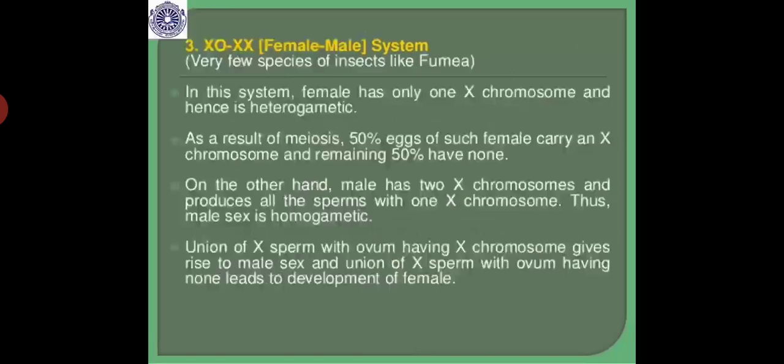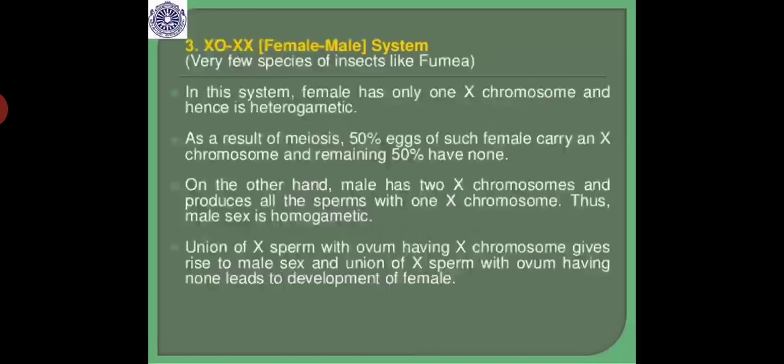And as a result of meiosis, 50% of the eggs of such female carry an X chromosome and remaining 50% carry none. That means they carry only autosomes but no sex chromosome. On the other hand, the male is homogametic and the male has two X chromosomes and produces all the sperms with one X chromosome only, that is, one X chromosome along with some autosomes too.